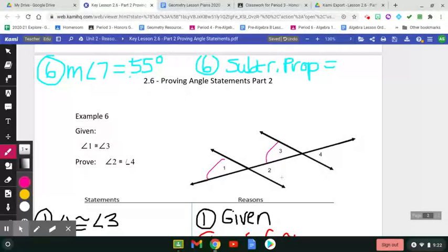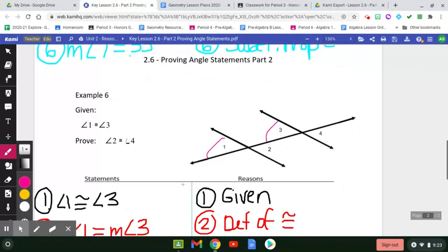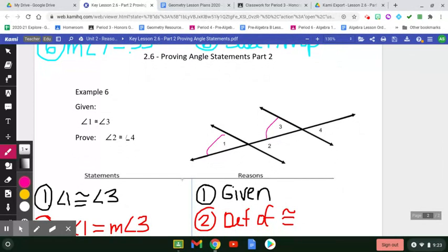Because we have vertical angles, but we want to make sure that we get there in a sound way. Vertical angles are probably going to have to be used at some point, but we want to make sure we get there in a sound, logical way. So we've got to state our given. So angle 1 is congruent to angle 3.